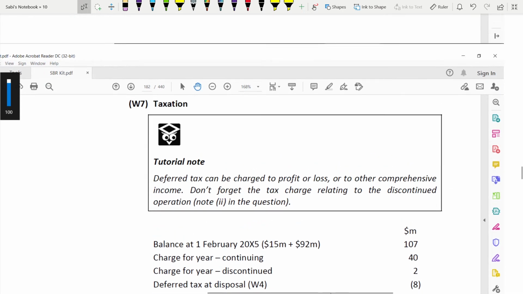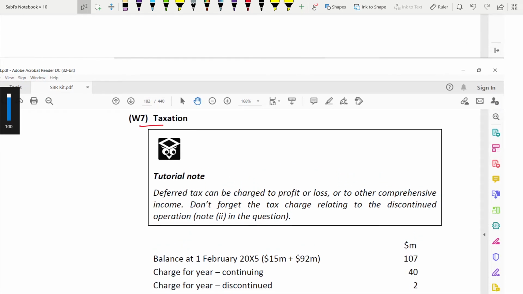So working 7 is known as what? Taxation. One word is enough. One or two words. Tutorial note: deferred tax can be charged to profit or loss or the OCI, other comprehensive income. Don't forget the tax charge related to discontinued operation. There's a tax for discontinued operation also that you have to take.